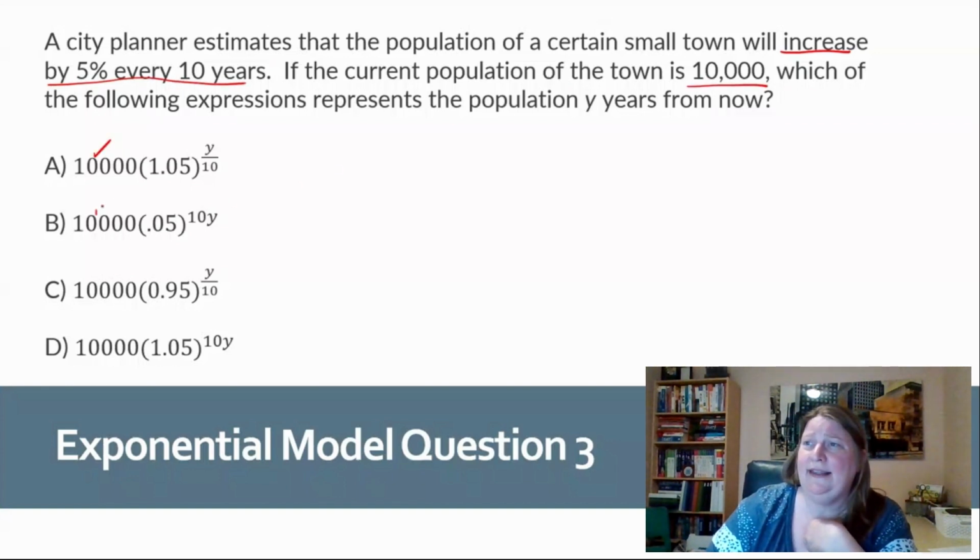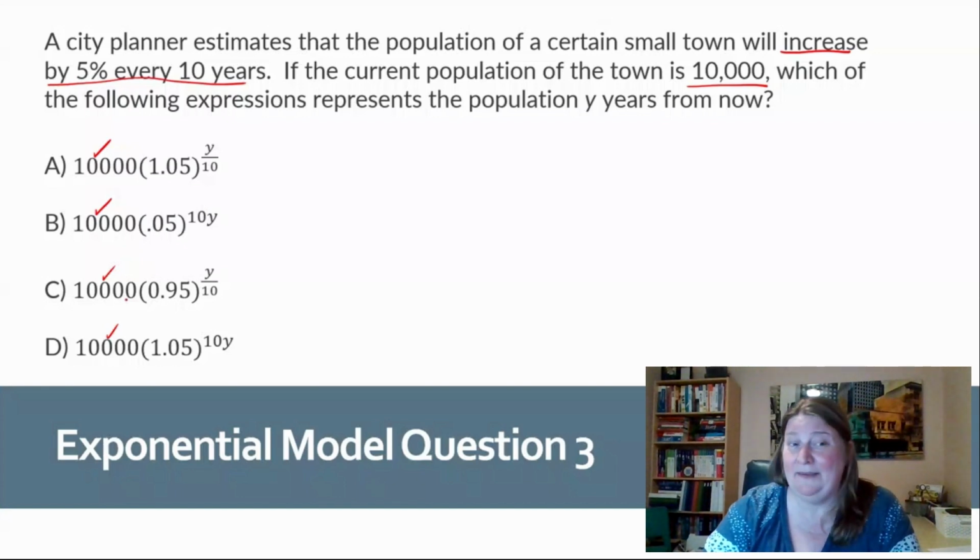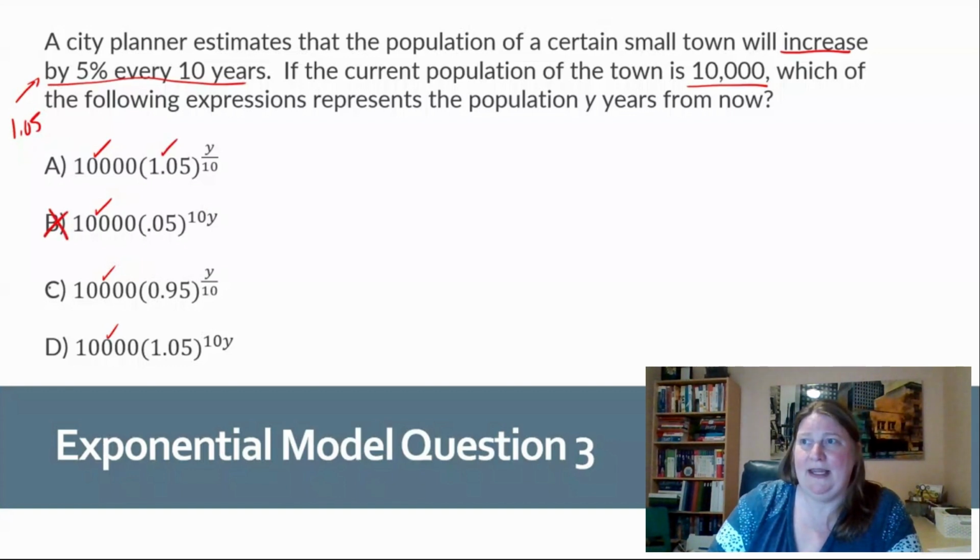So I will start, the 10,000 is the easiest part, but you know what? All 4 options have 10,000. If one of them was different, that would have helped me eliminate, but in this case, it didn't get me anywhere. Oh, but the increase by 5% does. Increase by 5%, I know I want a 1.05. So I like this. I do not like B or C. These are both decreases, not increases, because they're less than 1.